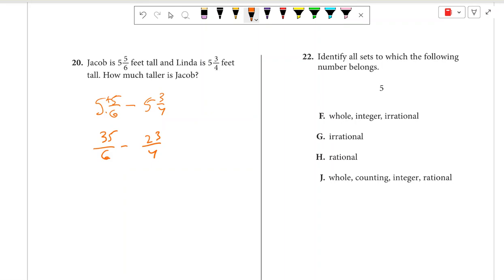So you look for a number that both can go into. And I am going to use 12. 6 times 2 is 12, and 35 times 2 is 70. 4 times 3 is 12, and 23 times 3 is 69. And you can see there is a difference of 1/12.